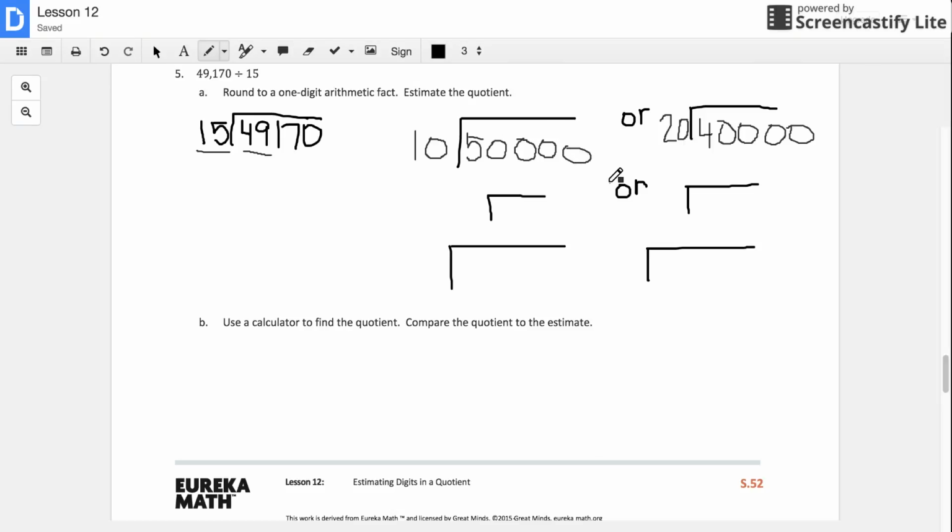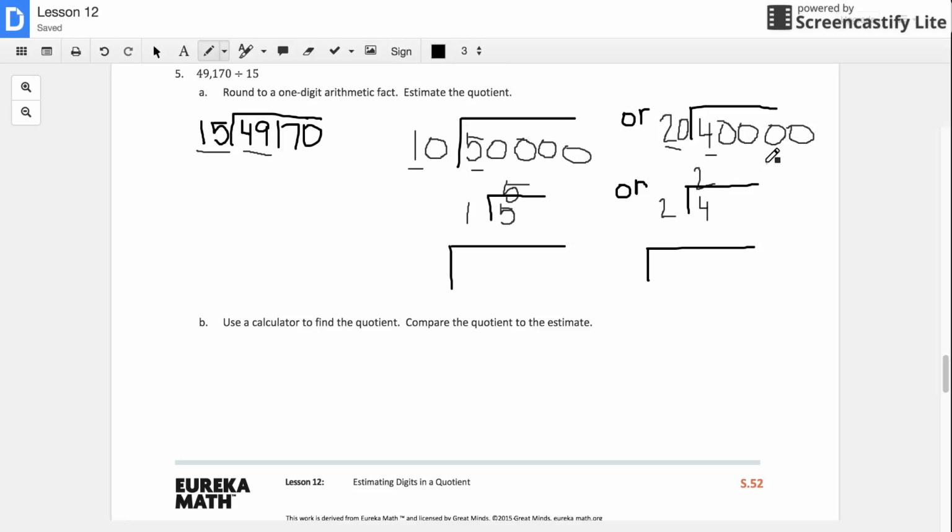Okay, so then we want to round it to a one-digit arithmetic fact. So here's one digit. That would make our one-digit fact 5 divided by 1, which is 5. Easy peasy. But over here, it would be 4 divided by 2, which is 2.